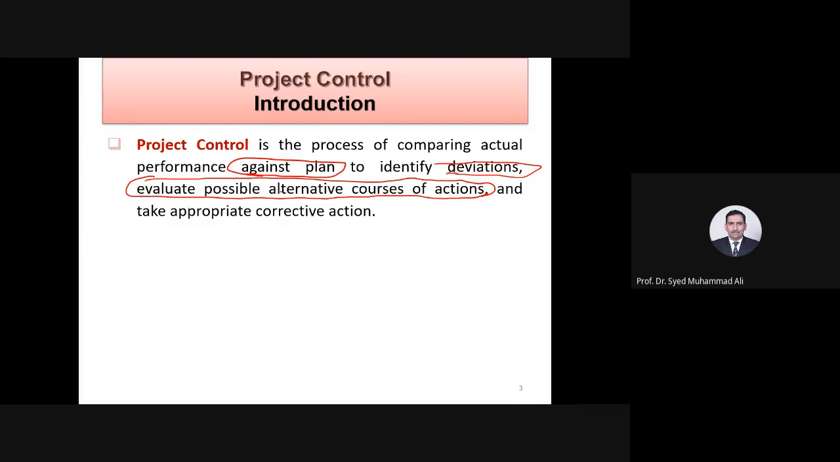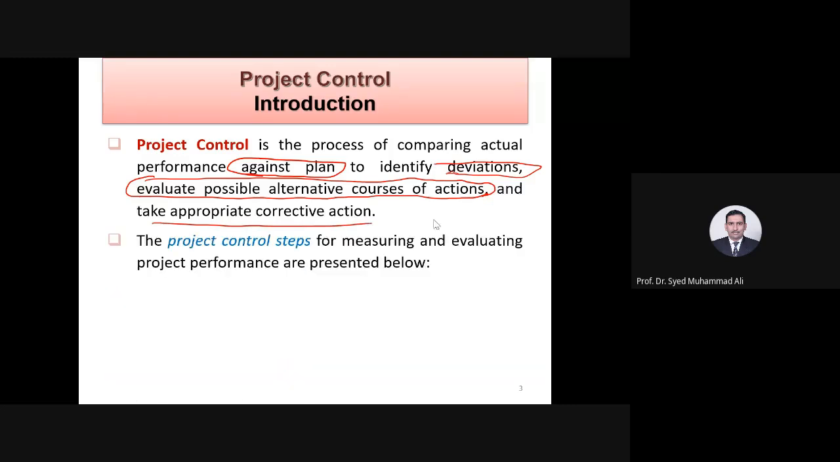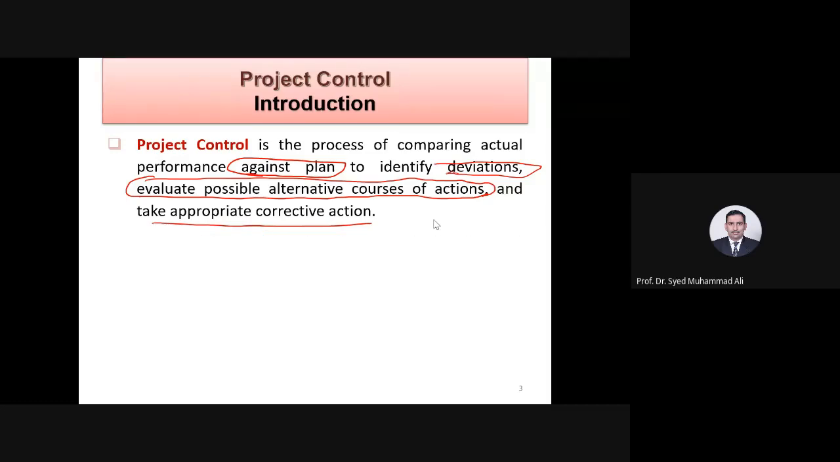Should you deploy certain resources, rearrange them or whatever, so that your course of action remains the same without any delay, and take appropriate corrective actions. So definitely, this is project control. Now you should understand it practically. You should not just remember it. Please, if you memorize these four lines and go into the field tomorrow without actually knowing, it is of no value, zero value. You have to understand what it means.